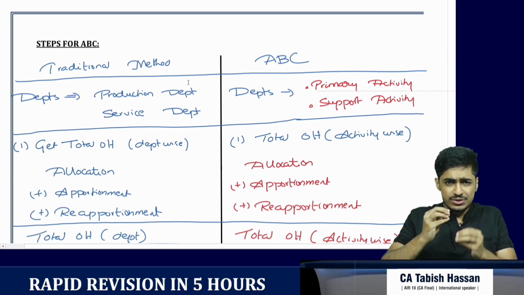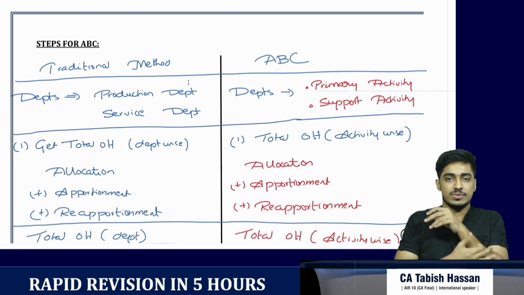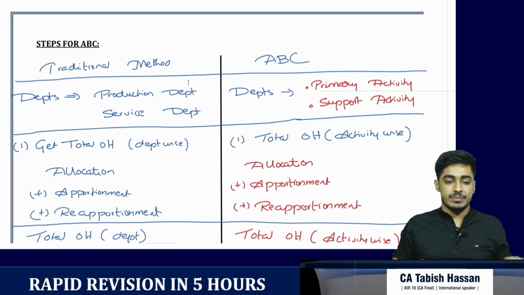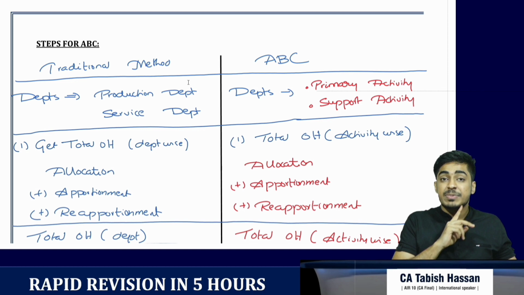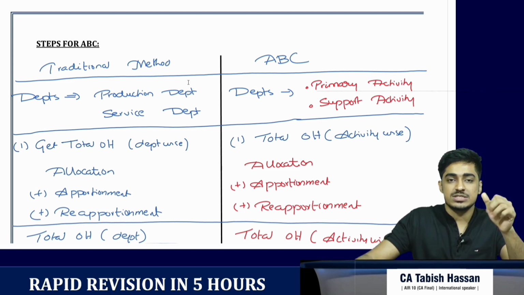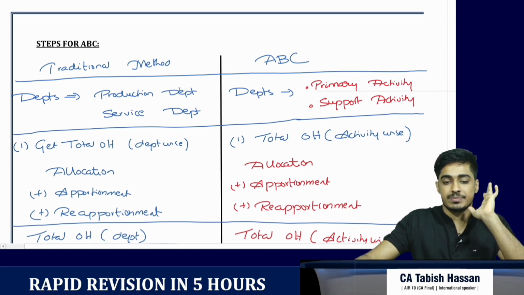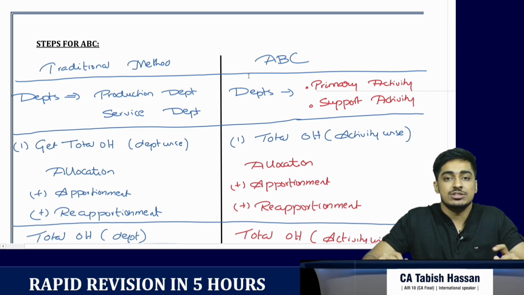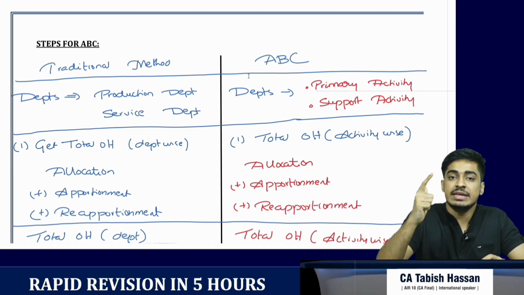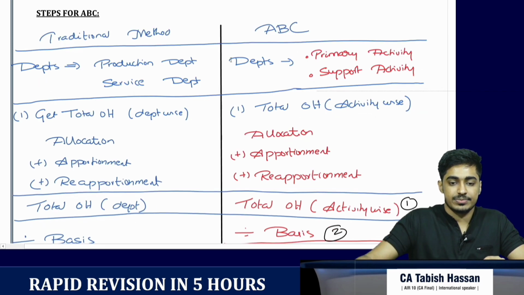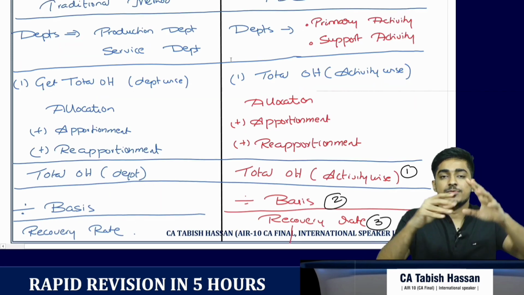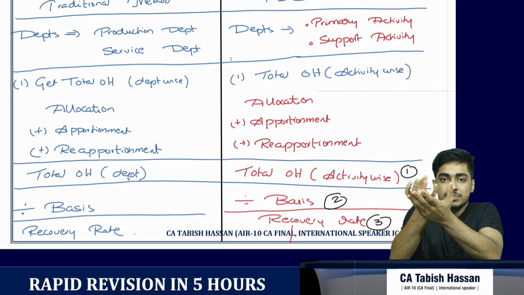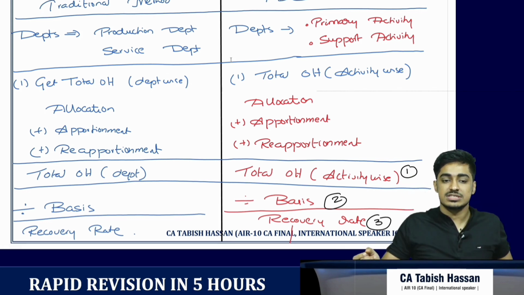Now let's get to the detailed steps for activity-based costing. We will derive it from the traditional method, that is the departmental rate method. In the departmental rate method, we had two departments: the production department and the service department. In activity-based costing, we are bifurcating the activities into two. We call them the primary activity and support activity. So first we get the total overhead, we divide it by the basis, we get the overhead recovery rate. Based on that, we charge to the cost object. Simple.